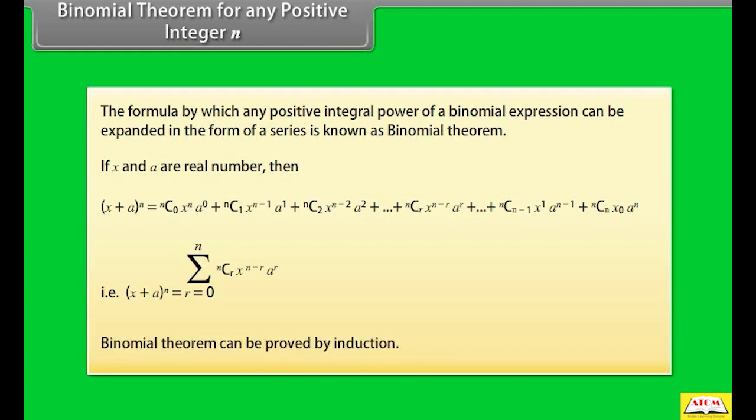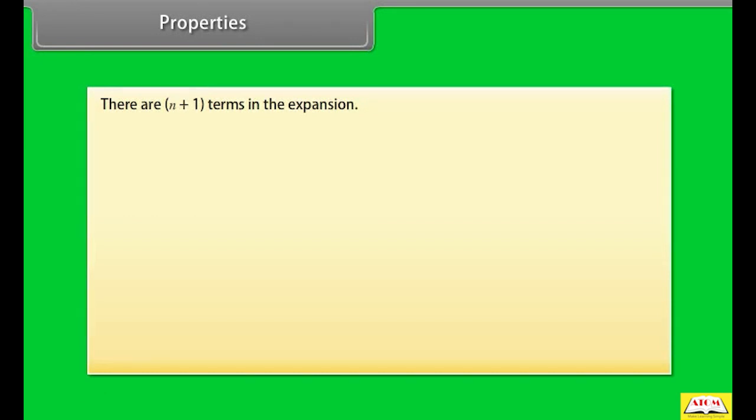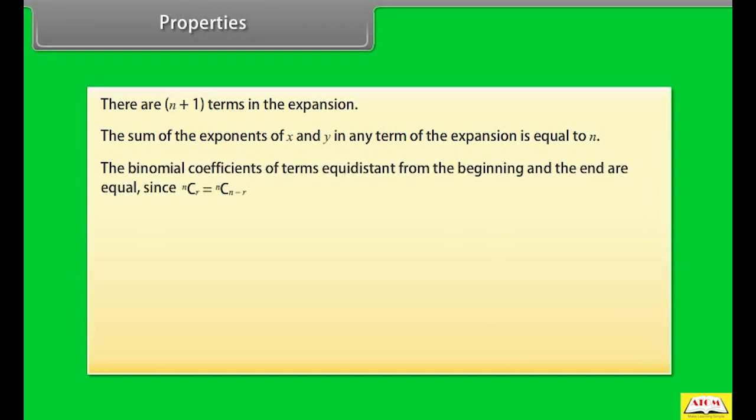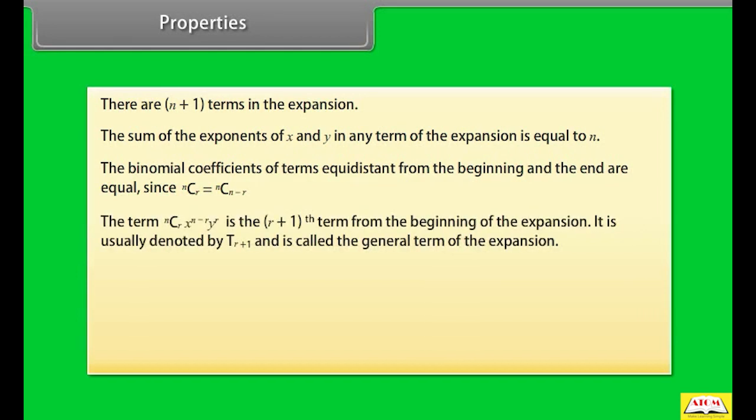Binomial theorem can be proved by induction. Properties. There are n + 1 terms in the expansion. The sum of the exponents of x and y in any term of the expansion is equal to n. The binomial coefficients of terms equidistant from the beginning and the end are equal, since nCr = nC(n−r).